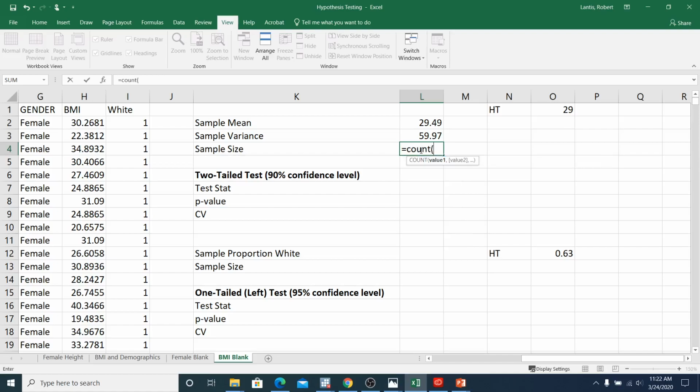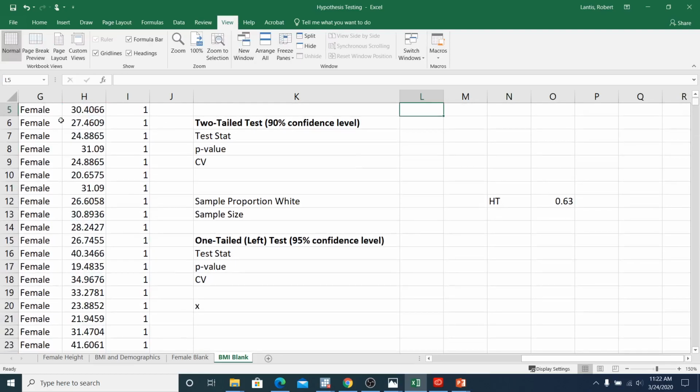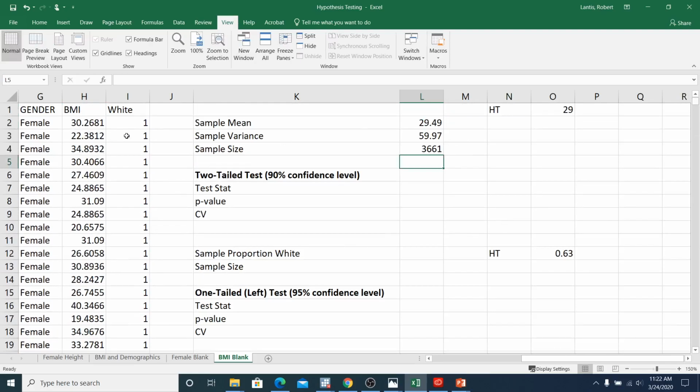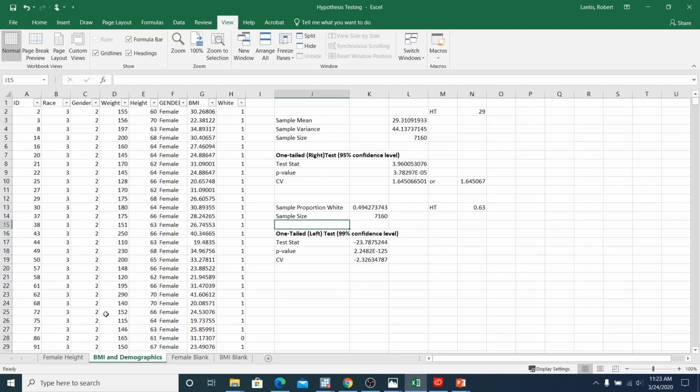Sample size, I'll use that count function. Once again, select that variable. So I've now got, oh, it looks like I just got female BMI here, but that's okay. Did I have the male?